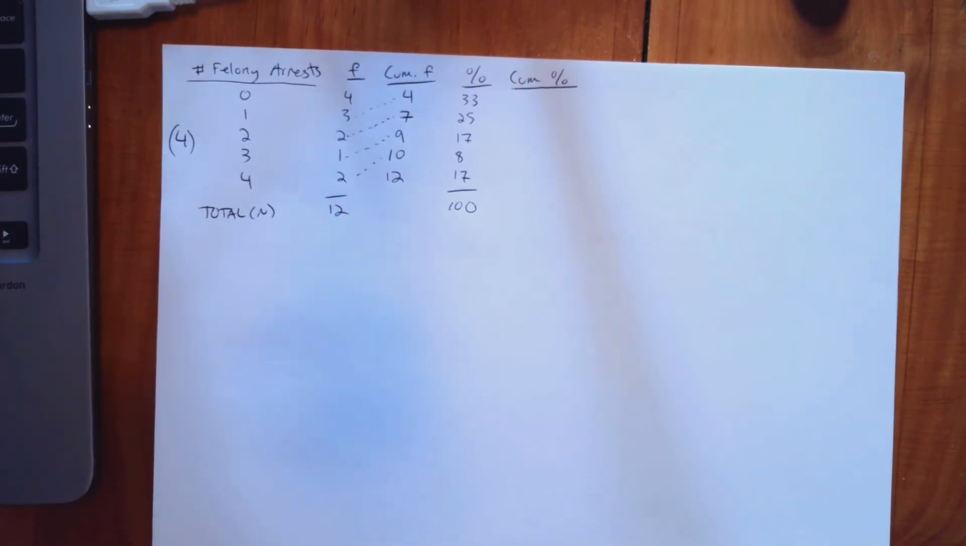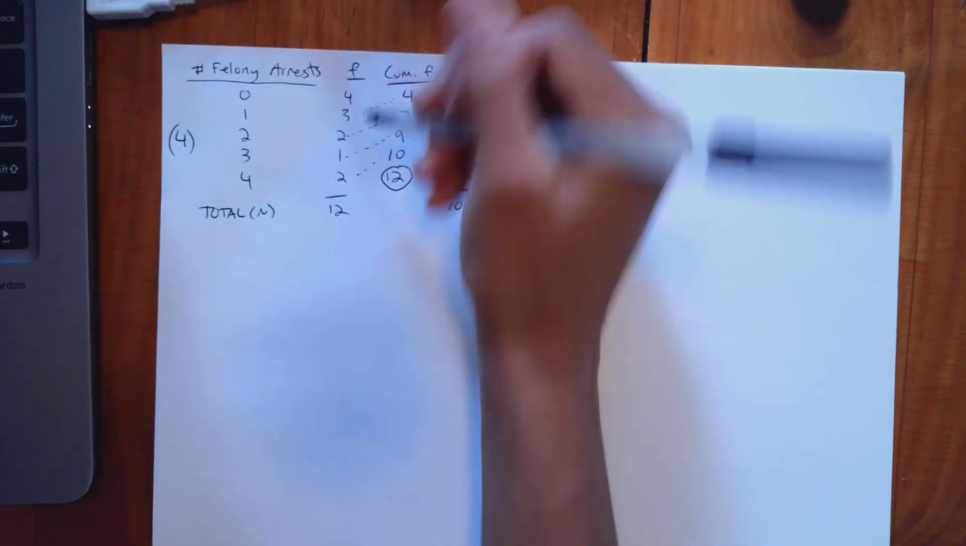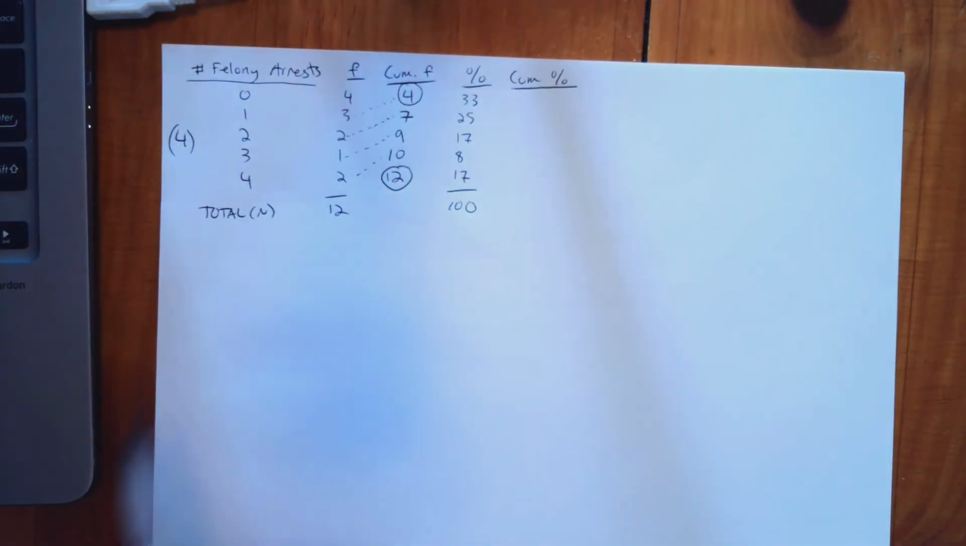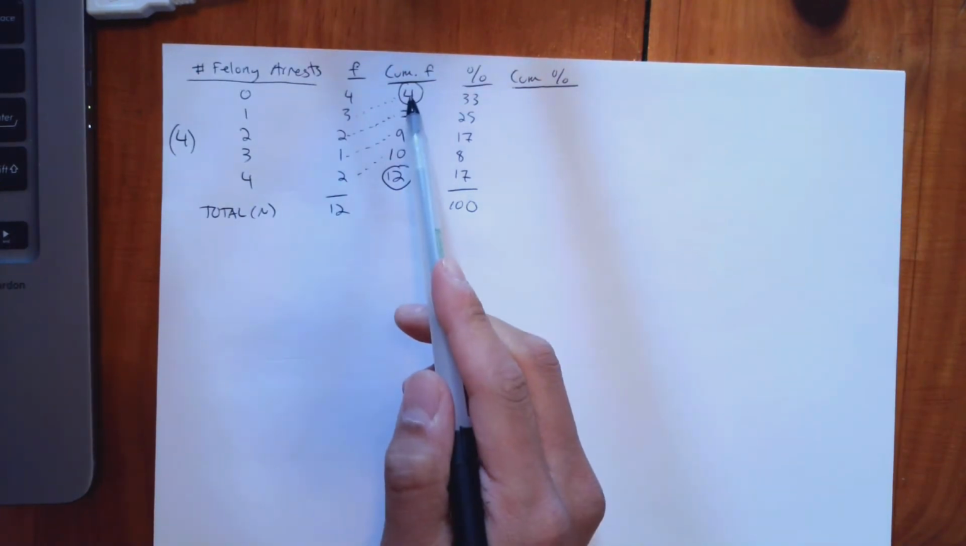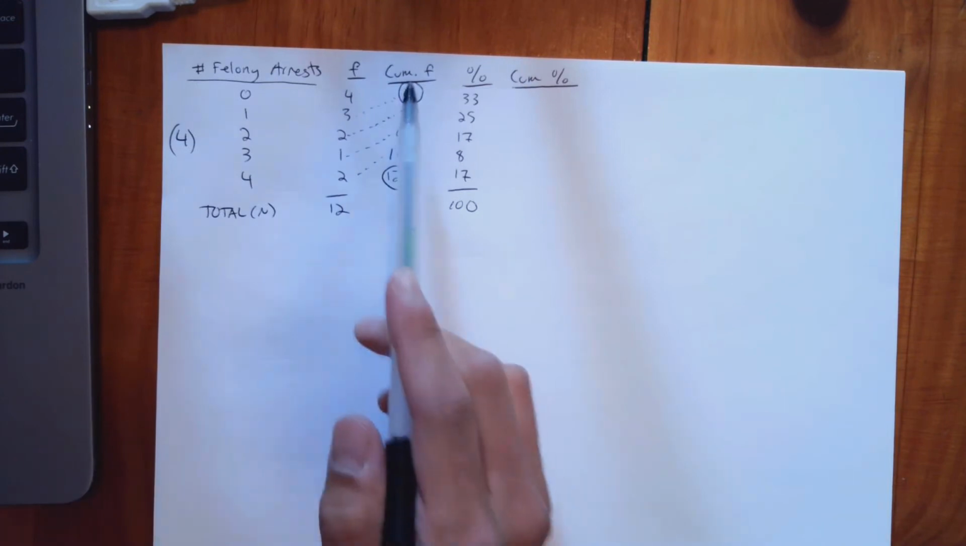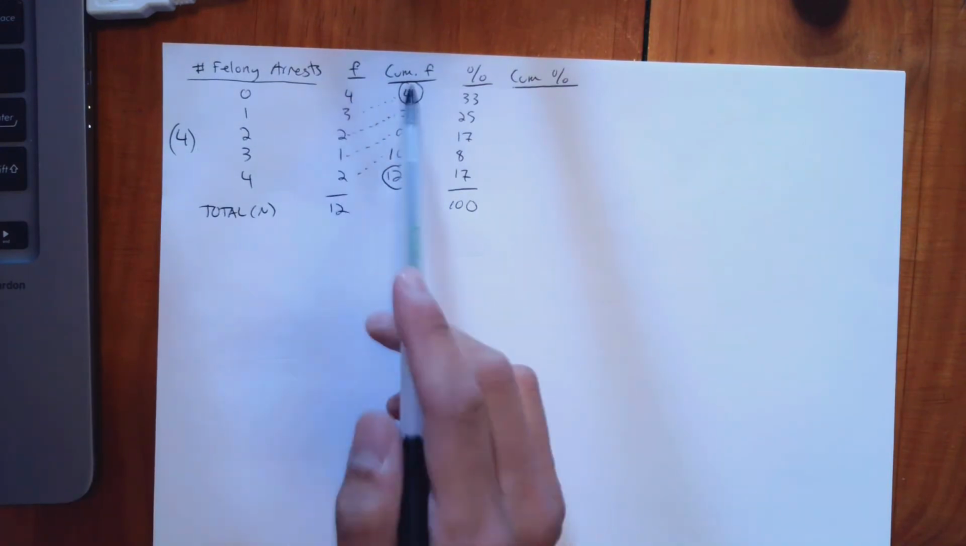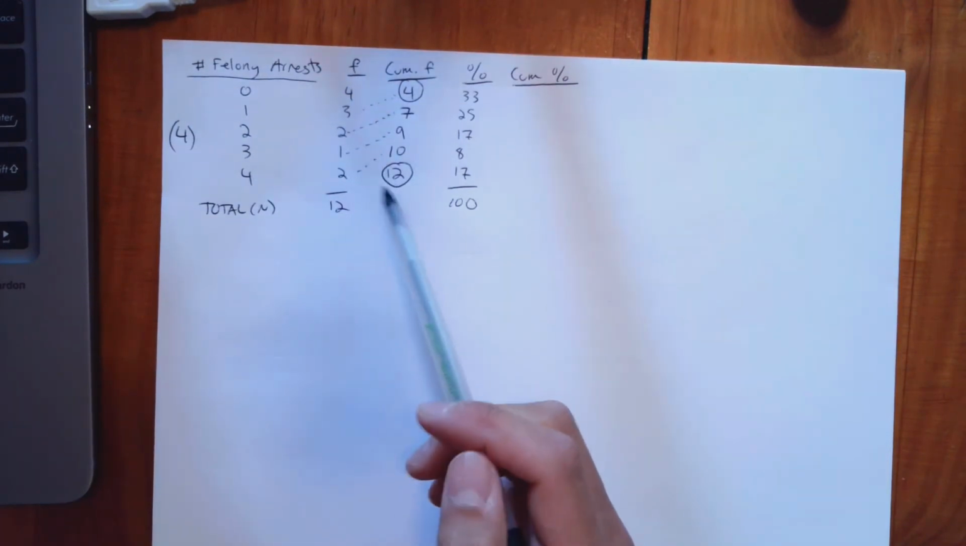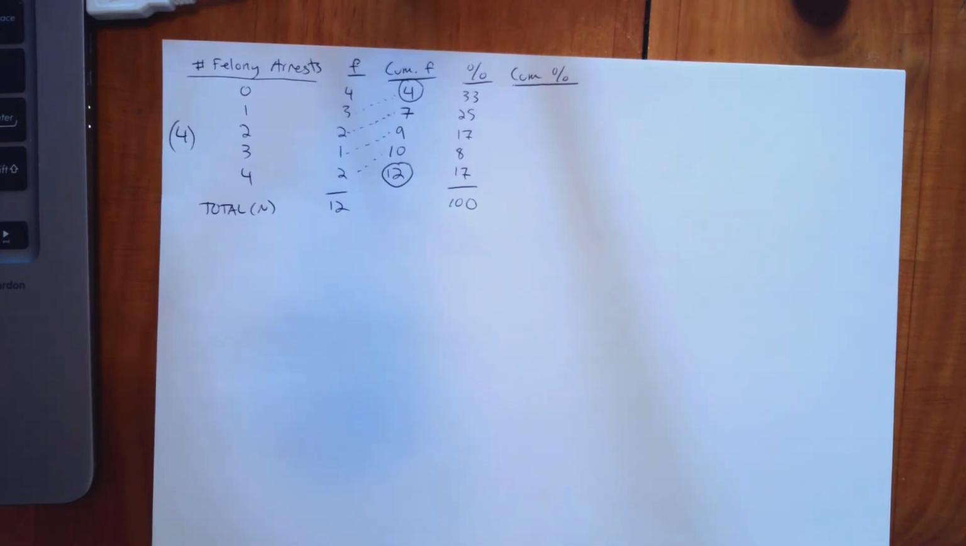So now we're done with filling out this column. And one way to double check your work here is that your last number in the column should always be equal to n, and your first number in the column should always be equal to your first frequency. So we've got a 4 here and a 4 here in the cumulative frequency column and frequency column in the first row, and then our last number in the cumulative frequency column is equal to our total, which is n.